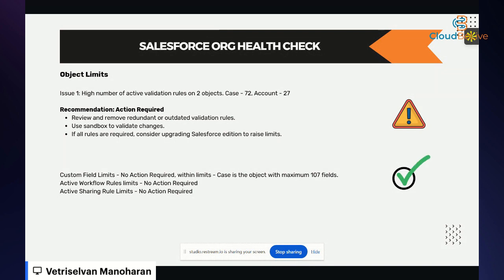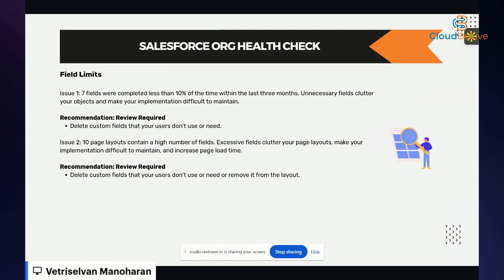Yes, you see, it's a green tick. Custom field limits, everything is within limits. The maximum fields they have in an object is 107 only. And active workflows or sharing rule limits, everything is clean and no action is required. Okay. Next one is the field limits.